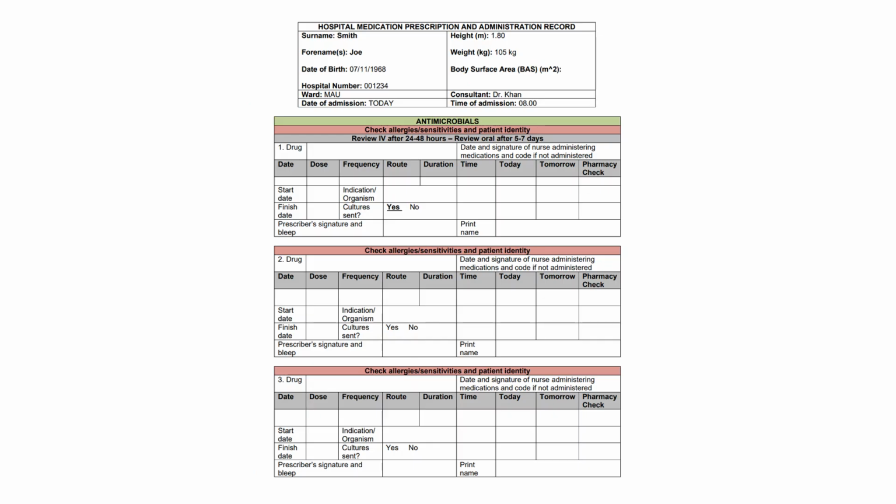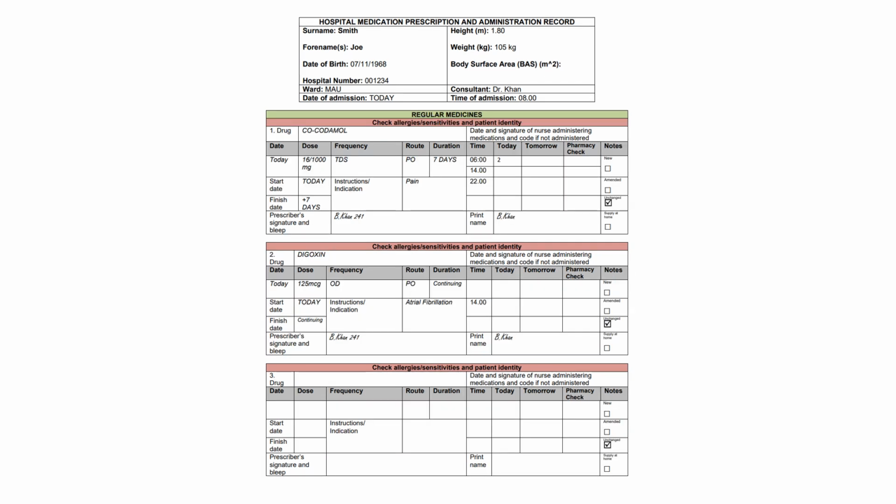Moving to the next page, the patient's name is surname Smith, forename Joe. Date of birth is 07/11/1968. The rest of the details are same as that of the previous one. So the next medication we have to administer is antimicrobials. The patient is not prescribed with any antimicrobial medication. Then moving to the next page, the patient's name, surname is Smith, forename is Joe, date of birth is 07/11/1968. The rest of the details are same as that of the previous page.